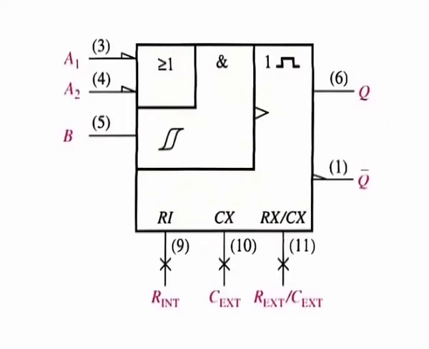The 74121 is an example of a non-retriggerable IC one-shot. It has provisions for external R and C as shown in the figure. The inputs labeled A1, A2 and B are gated trigger inputs. The R internal input connects to a 2 kilo ohm internal timing resistor. A typical pulse width of 30 nanoseconds is produced when no external timing components are used and the internal timing resistor is connected to VCC.